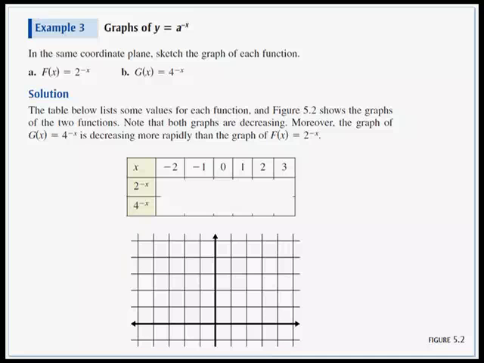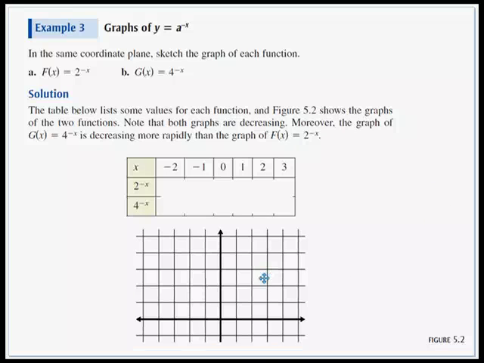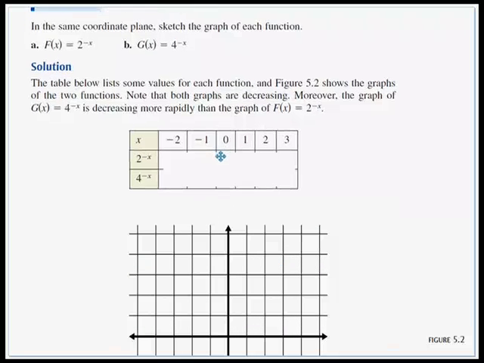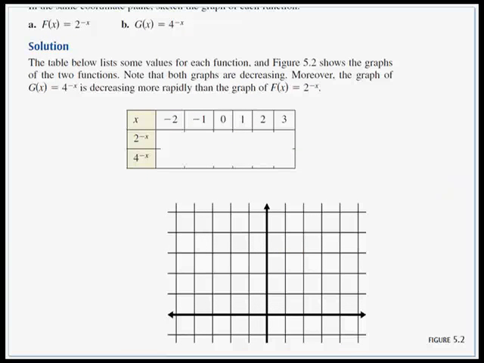An example 3, graph another one here. Now we're going to do negative exponents. So in the same coordinate plane, sketch the graph of each function. And let me make the graph a little bigger. There we go. So first, I'll go back to red here, is 2 to the negative x. So let's start here at 0 again.